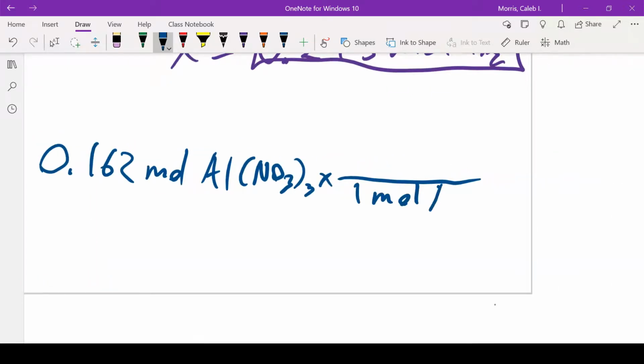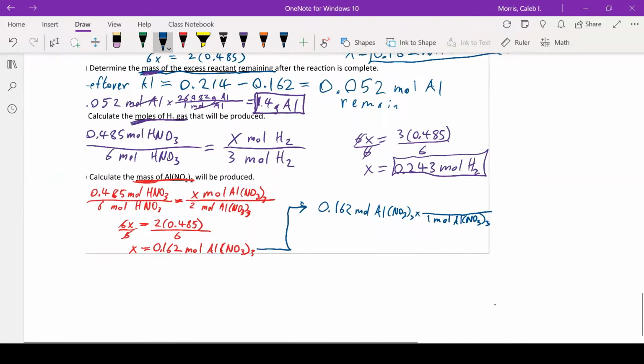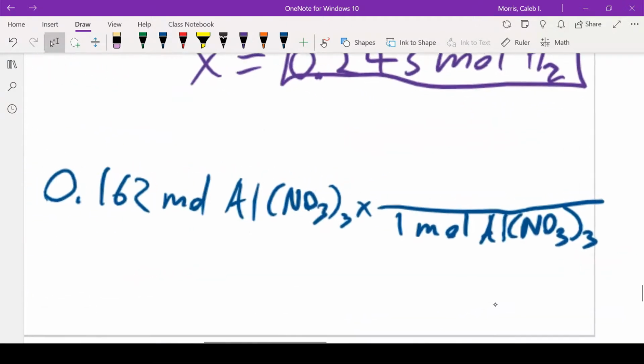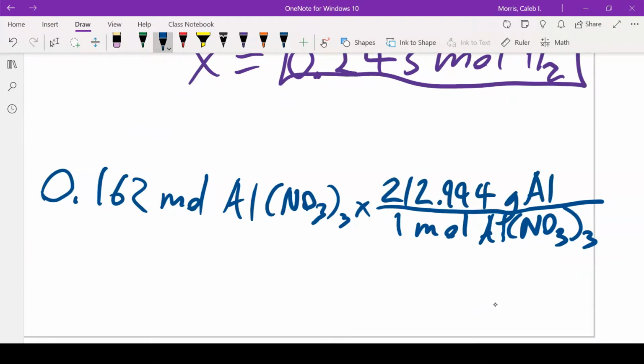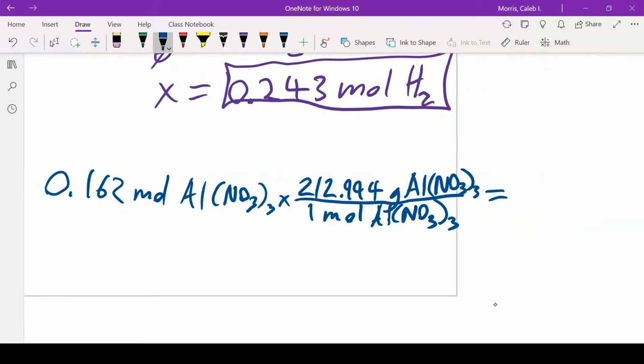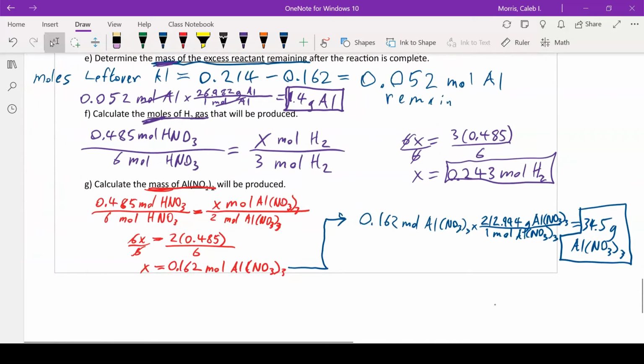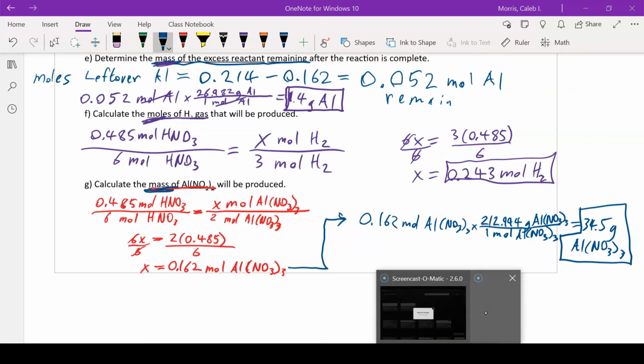We need to multiply by the molar mass to convert to grams. So again, at the top of the page, our mass of AlNO3 is 212.994. So when I go to calculate that, I get 34.5 grams of AlNO3. That is what the question had actually asked for, I believe. Grams or mass of AlNO3. Go ahead and try your hand at the practice and let us know if you have any questions.